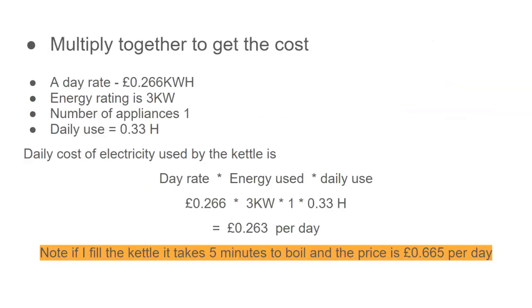So all we need to do now is to stick all that into a calculation. So my day rate was 0.266, my energy rating was 3 kilowatts, number of appliances is 1, my daily use is 0.33 of an hour, and that comes out at 26 pence a day for me to run my kettle. Now note that was boiling 2 mugs of water. If I actually fill the kettle, it takes 5 minutes to boil, and that would increase the price to 66 pence a day. So again, only using the energy that we actually need.